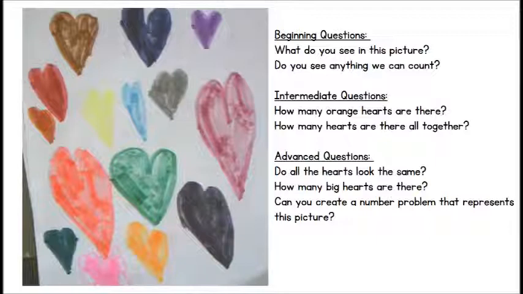Followed by advanced questions like, do all the hearts look the same? How many big hearts are there? Can you create a number problem that represents this picture? And for that last question, I would have the students possibly say 4 big hearts plus 11 small hearts equals 15 hearts.